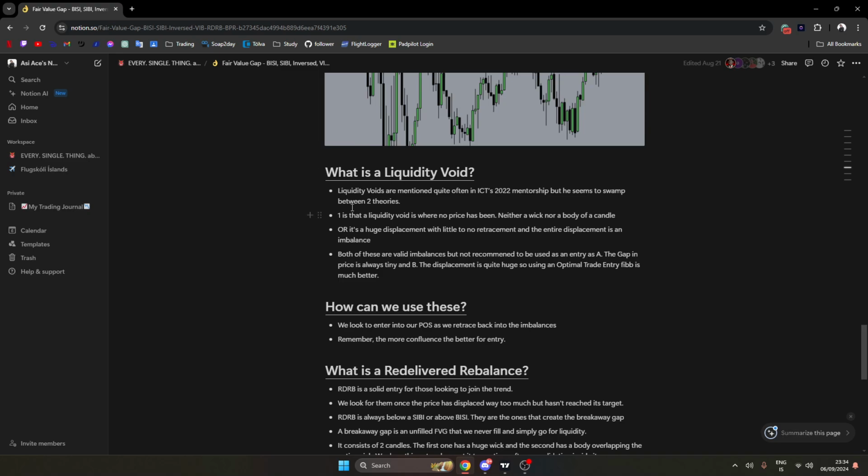What is a liquidity void? Liquidity voids are mentioned quite often in ICT's 2022 mentorship, but he seems to swap between two theories. One is that a liquidity void is where no price has been, neither a wick nor a body of a candle. Or it's a huge displacement with little to no retracement, and the entire displacement is an imbalance. Both of these are valid imbalances, but not recommended to be used as an entry, as A, the gap in price is always tiny, and B, the displacement is quite huge, so using an optimal trade entry fib is much better.